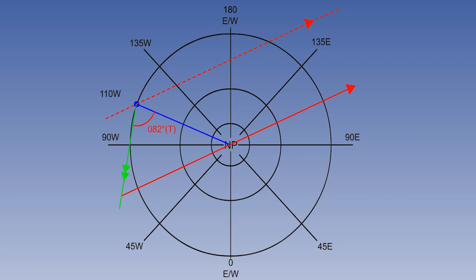Now compare your grid track with your true north direction. You can see that it is about 082. With a diagram like this, you would be able to work out the correct solution from the given multiple choice answers.